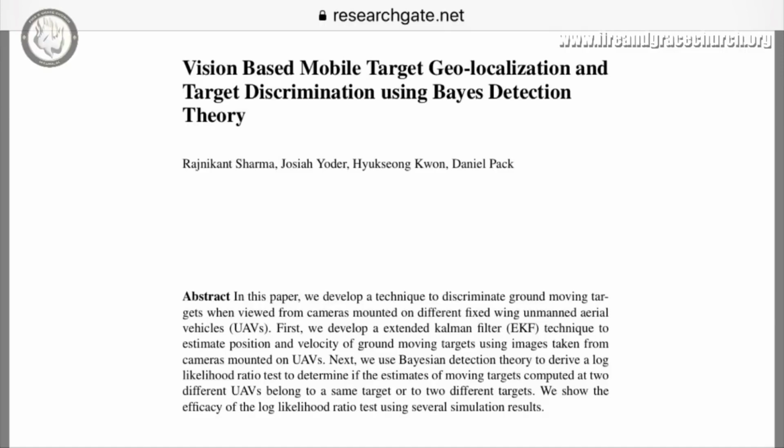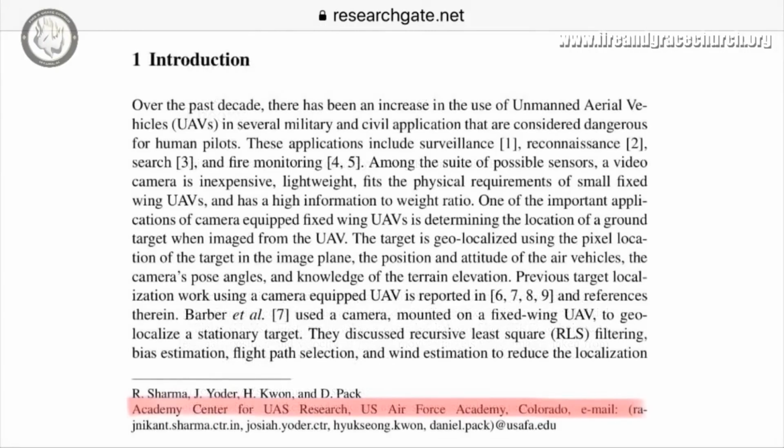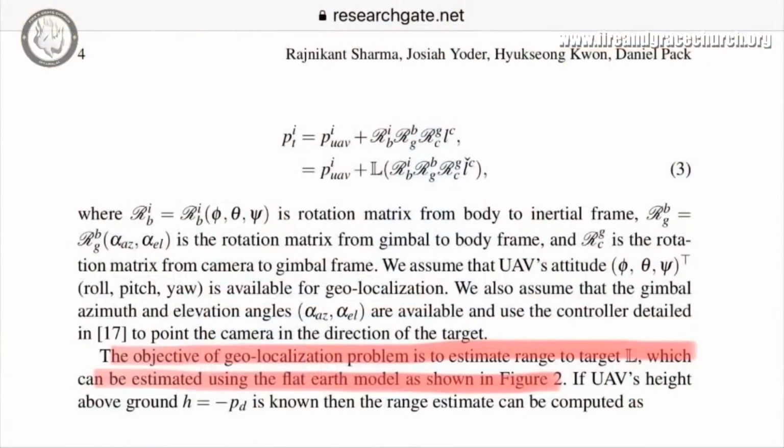This is a more modern one, I can't remember the year on this one, but anyway, you see this is the Academy Center for the United States Air Force, U.S. Air Force Academy. UAS research, and this is for targeting for aerial vehicles targeting manual. It says the objective of the geolocalization problem is to estimate range to target, which can be estimated using the flat earth model shown in figure 2, which would be this little thing right here.